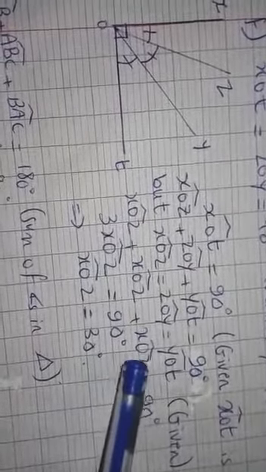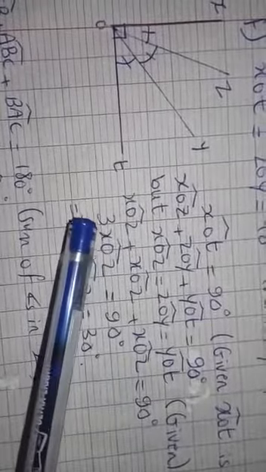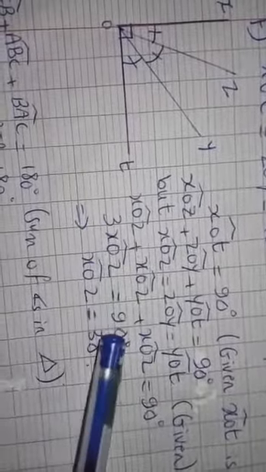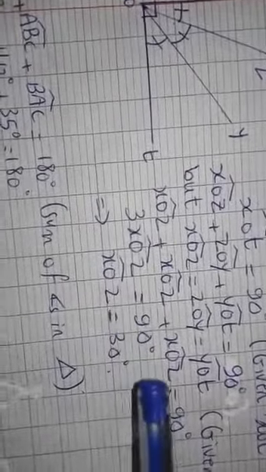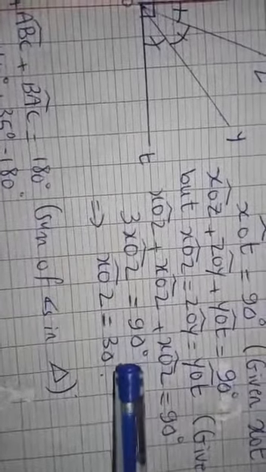Then these three angles, the same angle, give me 3 XOZ equals 90. So we have 3 multiplied by XOZ gives me 90. So what should XOZ be? It should be 30, right? Since 3 multiplied by 30 gives us 90 degrees.